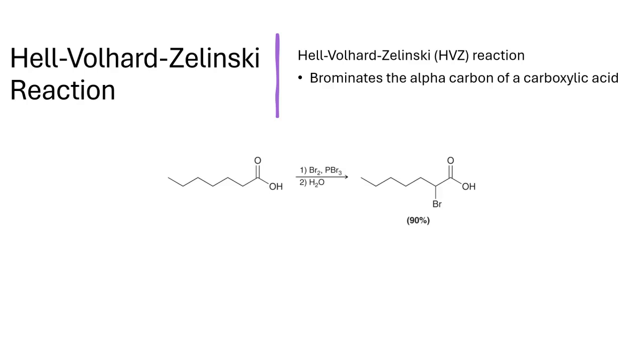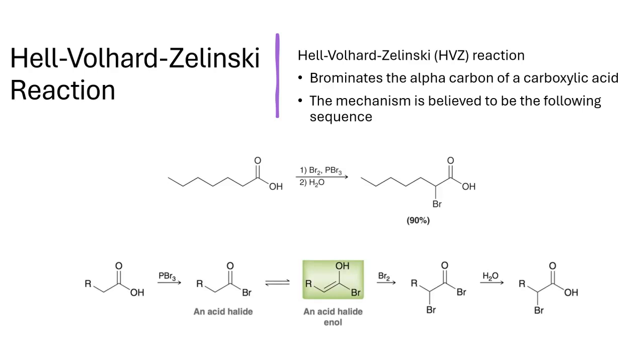The mechanism is believed to be the following sequence. In the first step, PBr3 and the carboxylic acid react to form an acid halide, which is in equilibrium with an acid halide enol. This is then followed by bromination with Br2, and then the workup with water results in the alpha carbon having been brominated.